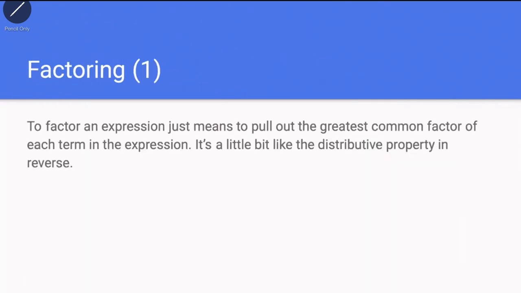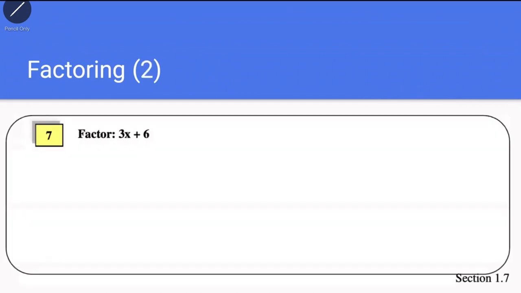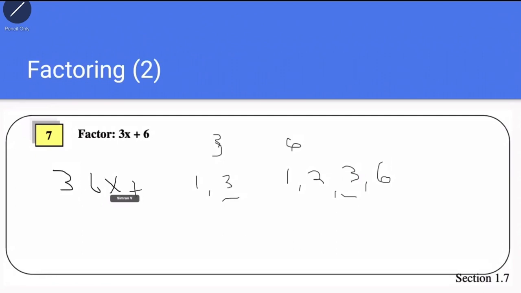Okay, continuing on. Factoring. To factor an expression just means to pull out the greatest common factor of each term. It's a little bit like the distributive property in reverse. So factoring 3x plus 6. First, look at the factors of 3 and the factors of 6, which is 1 and 3 for 3, because it's a prime number. And then for 6, it's 1, 2, 3, and 6. So the greatest common factor is 3. So you're going to pull a 3 out, so it'd be 3 times x plus 2.